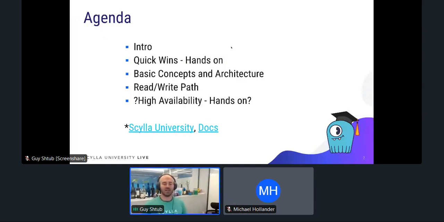And after that, I will jump right in and show you a quick hands-on lab. So just a lab that shows you how easy it is to get up and running with ScyllaDB, performing some basic queries. After that, I'll cover some basic concepts and the architecture of ScyllaDB. And then I'll talk about the read and the write path, probably just the write path. And if we have enough time, I'll show another hands-on lab about high availability.